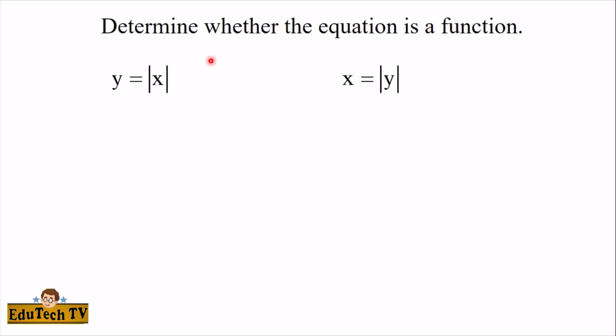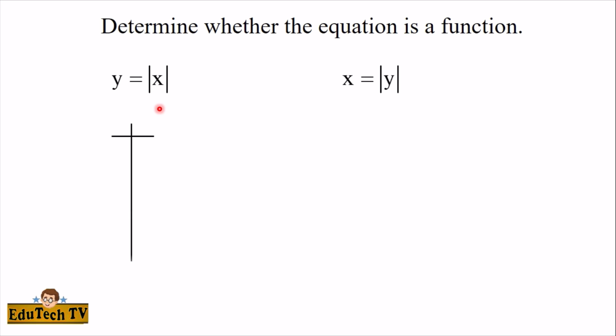Next, ito naman, determine whether the equation is a function. Yung symbol na ito, class, is a symbol for absolute value. Ibig sabihin yan, yung distance ng isang number from 0. So pag sinabi nating distance, it is always positive, walang negative. For example, absolute value ng negative 1 ay 1, absolute value ng negative 5 ay 5. Dito, using this equation, y equals the absolute value of x.